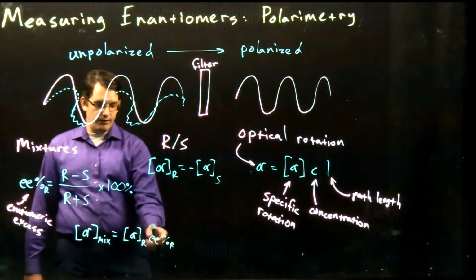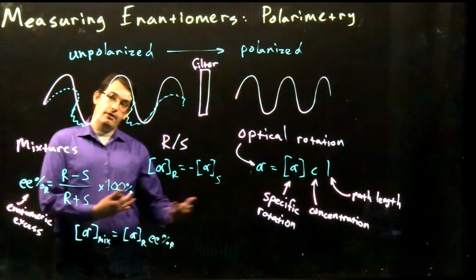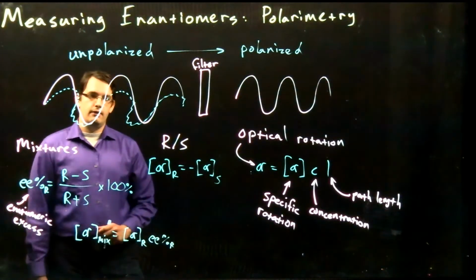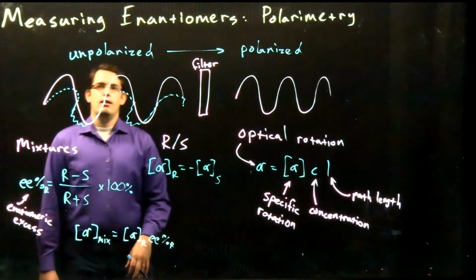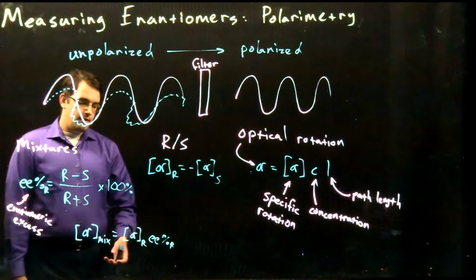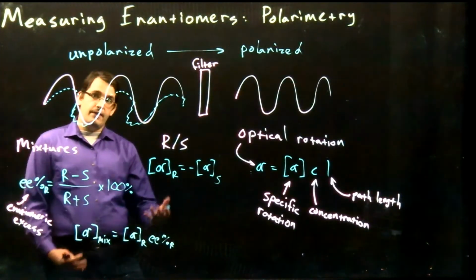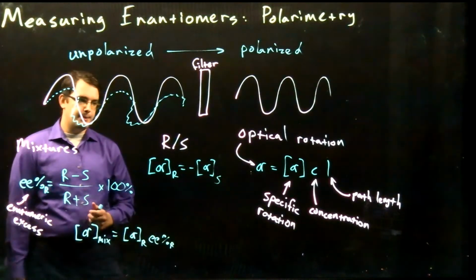So if we have 100% enantiomeric excess of our R enantiomer, then our specific rotation of our mixture, of course, would be equal to the specific rotation of our R enantiomer.